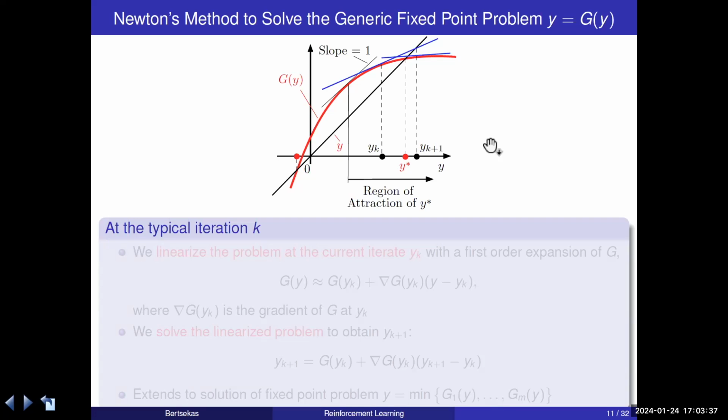Once it's close to the solution, it just zooms in. It takes like 1-2 iterations and you're done. You found the solution with great accuracy. It's extremely powerful.